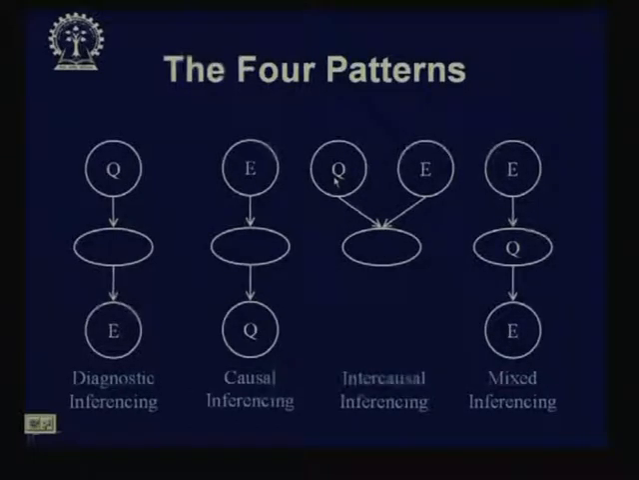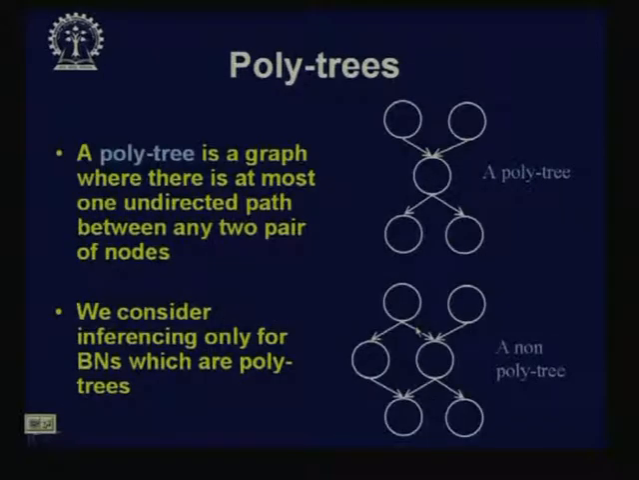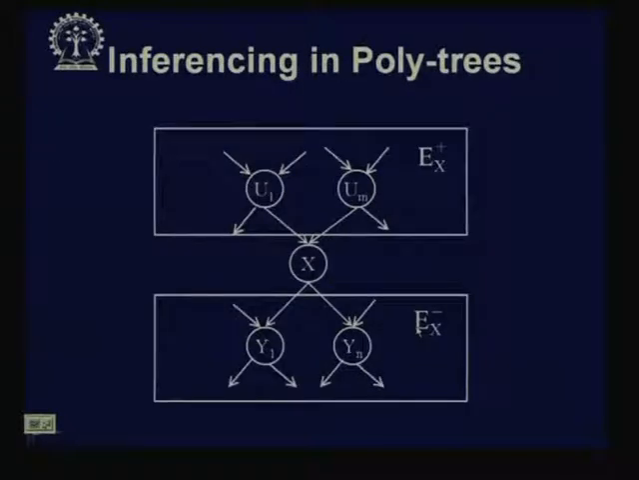The other one is mixed inference, that is, I know some of the causes and some of the effects. I know that John has called, I know that there has been no earthquake. What is the probability of burglary? So, that is mixed inference. So, there are 4 patterns. Now, polytree we have already explained. Now, the crux of this one I will try to simply explain.